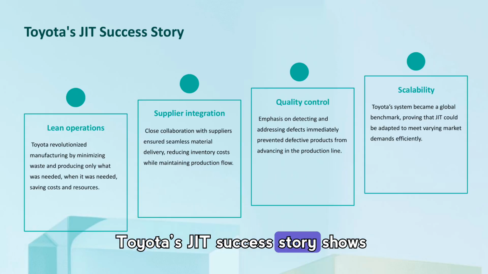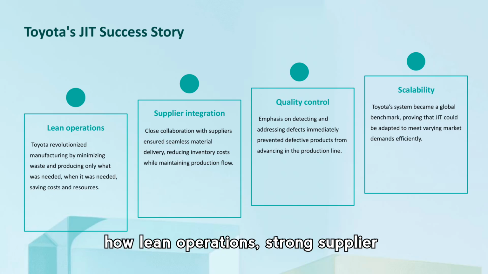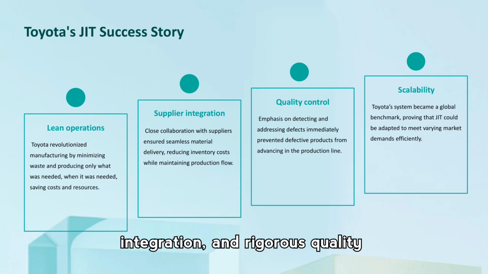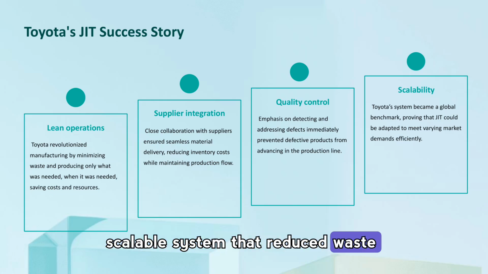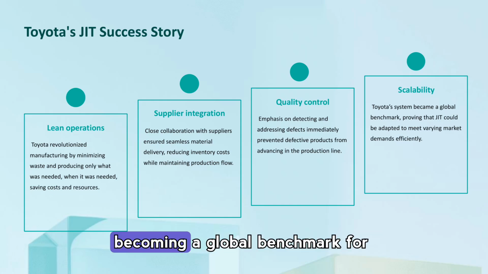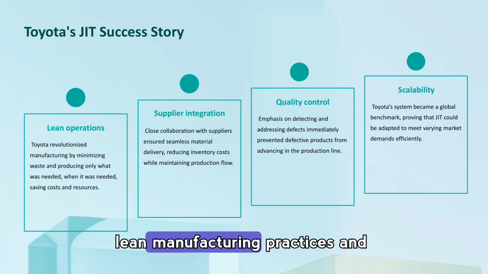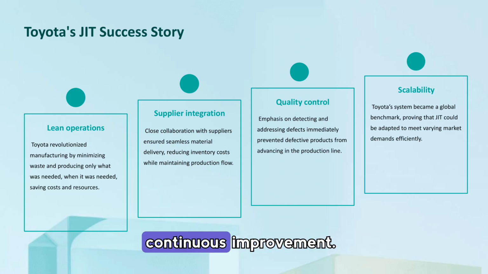Toyota's JIT success story shows how lean operations, strong supplier integration, and rigorous quality control combined to create a scalable system that reduced waste and met demand efficiently, becoming a global benchmark for lean manufacturing practices and continuous improvement.